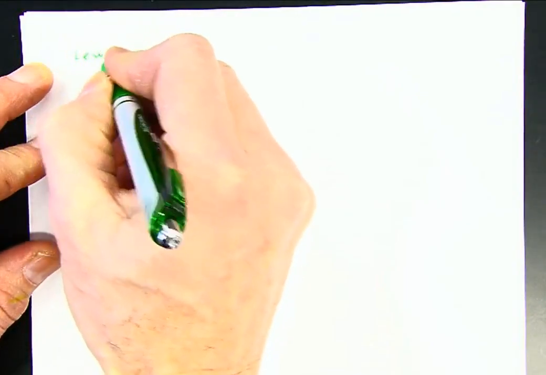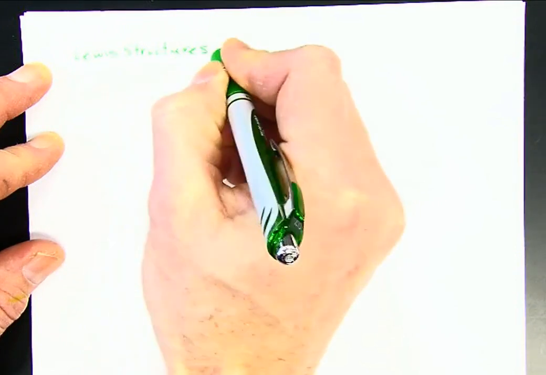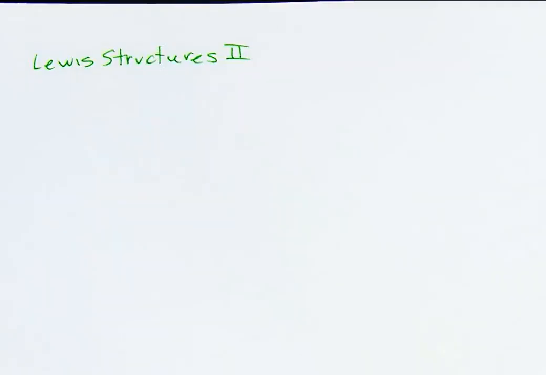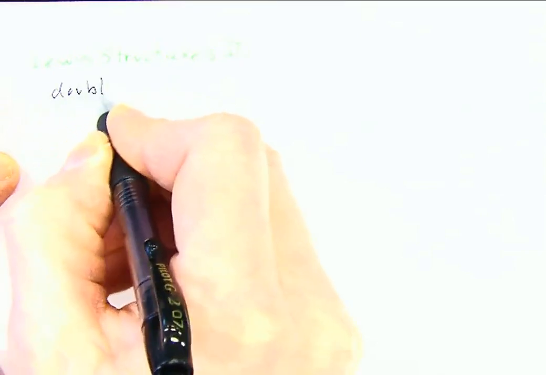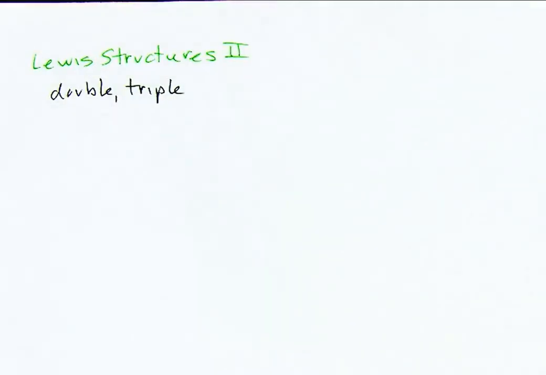This is Lewis diagrams, Lewis structures 2. And this time we're only going to talk about multiple bonds. In the first one we talked about single bonds and how to count valence electrons. But now with this one, we're going to use multiple bonds. So this time we're going to talk about double and triple bonds specifically, but it should go quickly.